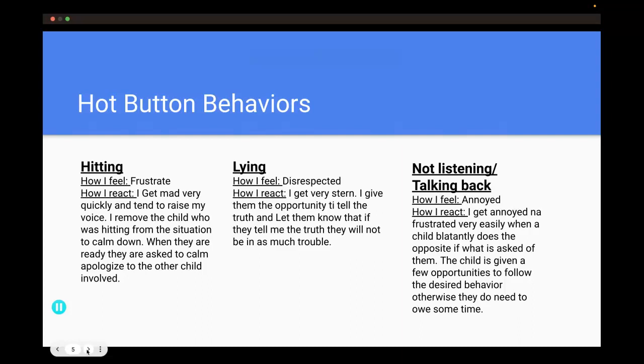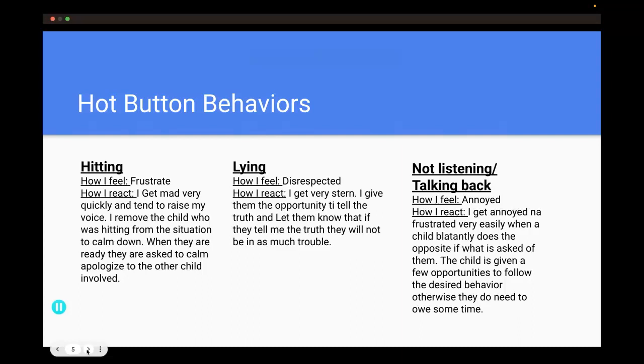Another one is lying. When a child lies to me, I feel very disrespected. I tend to get very stern. I give them the opportunity to tell me the truth and let them know that if they do tell me the truth, they will not be in as much trouble. But if they continue to lie, there will be greater consequences.